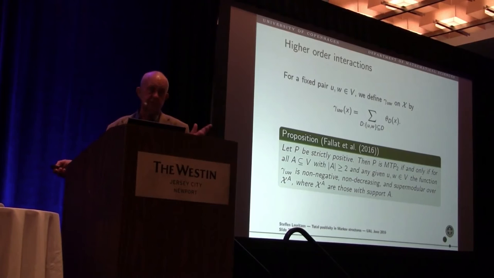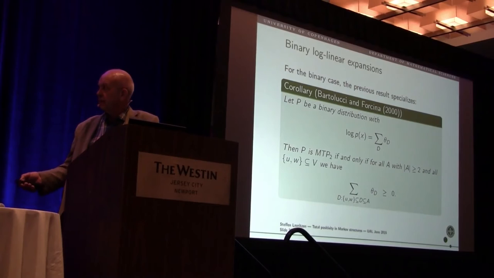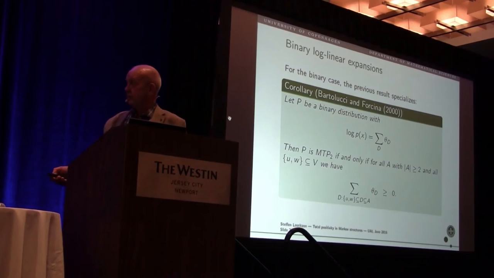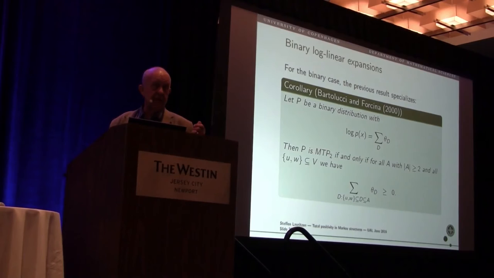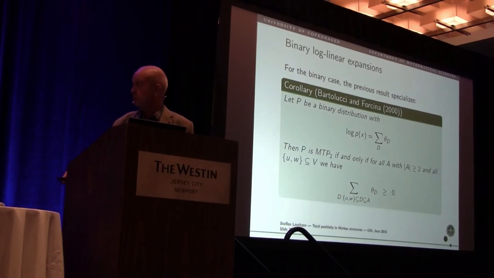The binary case is a little simpler. You simply have to add all the interactions. If you add up the interactions up to a certain set, for any A, then that has to be non-negative. So it's sort of like adding up interactions, but that is not enough to limit them. Each of them can actually be negative, some of them, because you can have negative ones that have smaller cardinality, and that's not so simple.